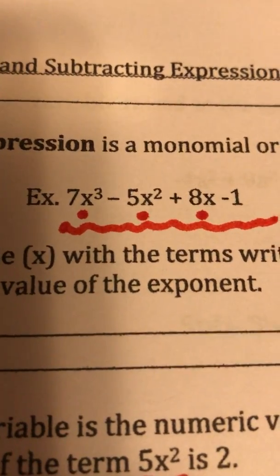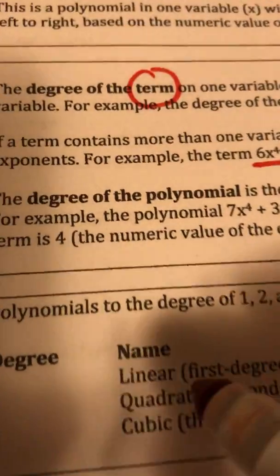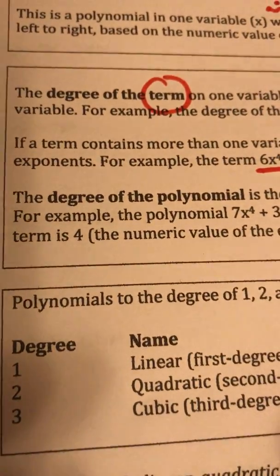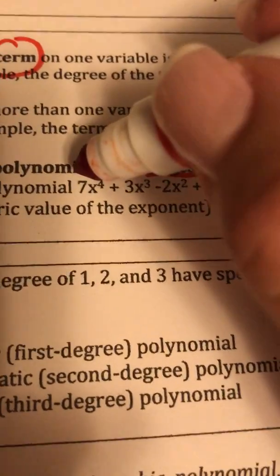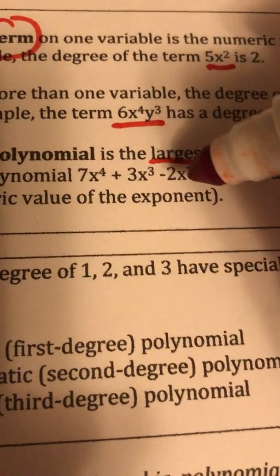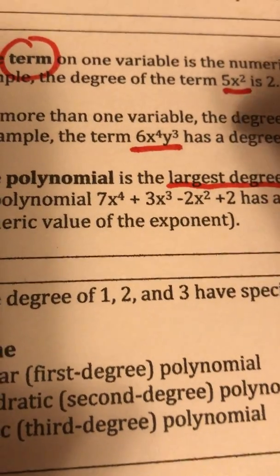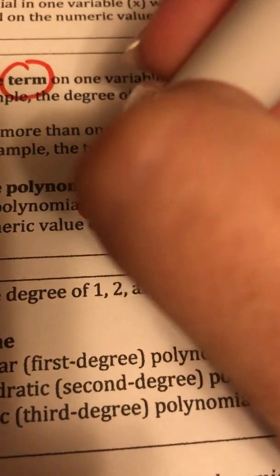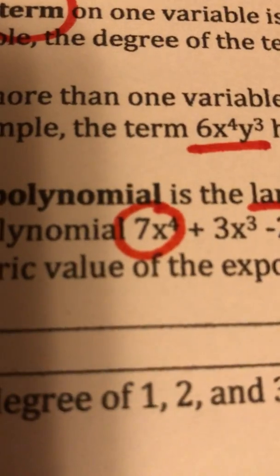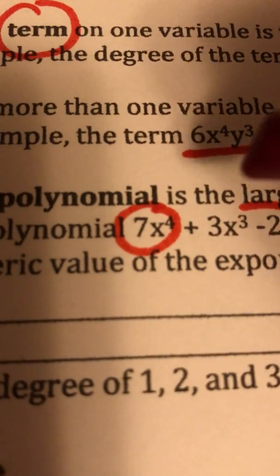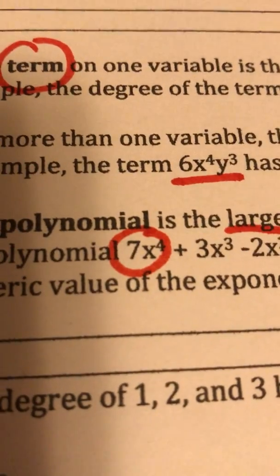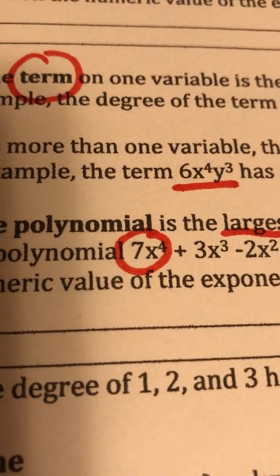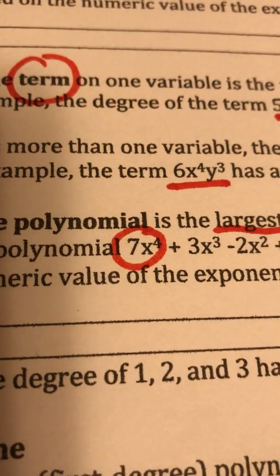If you're looking at the degree of the polynomial, we're looking at the largest degree. In this case, we have 7x to the fourth plus 3x to the third minus 2x squared plus 2. The largest degree is in the term 7x to the fourth. So the degree of the polynomial is 4, because the largest non-zero exponent is 4. We're looking at the value of the exponent.